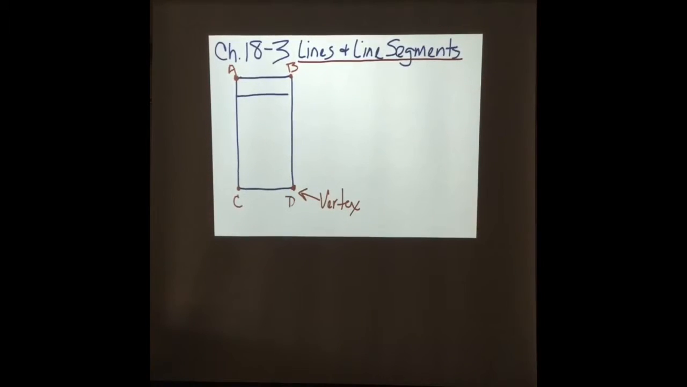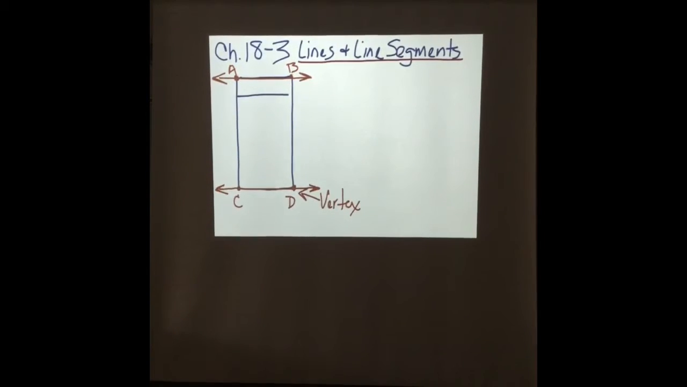C, D. I have a line that goes at the top of the paper. Let's pretend. That would be called line AB, right? Now, what if I make another line that goes this way, and this is line CD. Do you see that? So we have line AB and line CD.